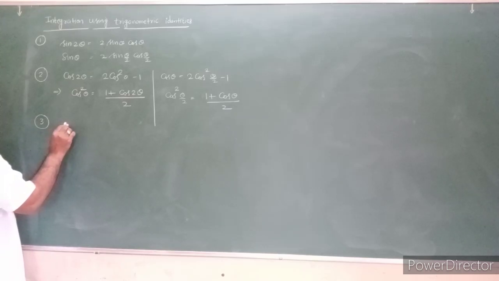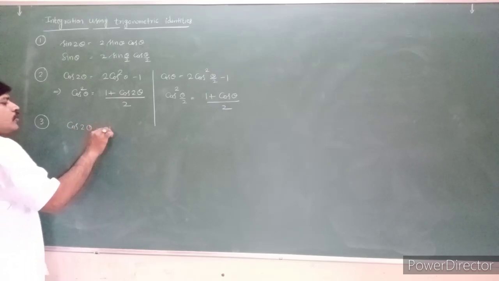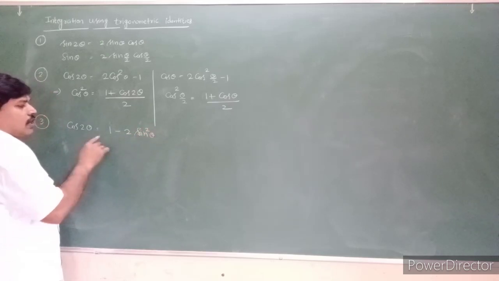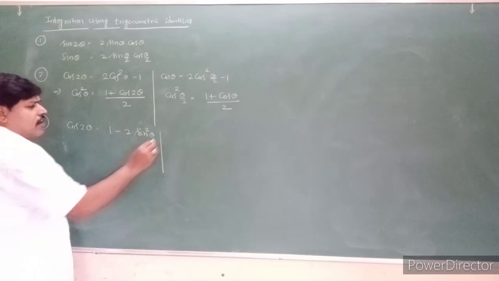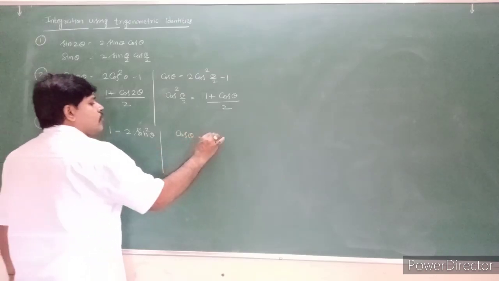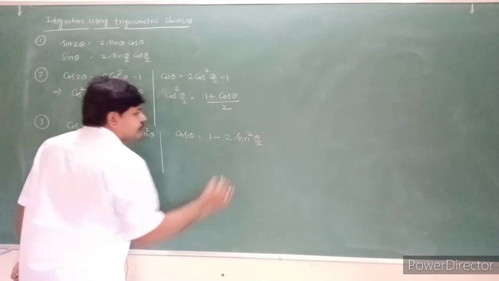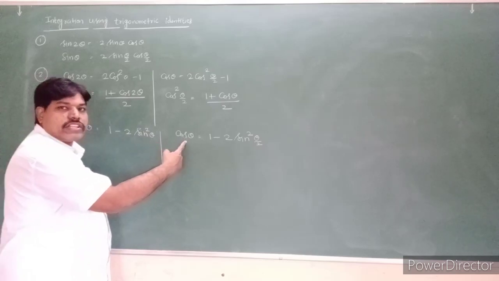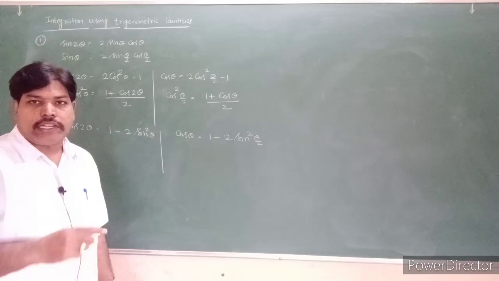The cos 2 theta formula is cos 2 theta is equal to 1 minus 2 sin square theta. If you take the half angle, cos theta can be written as 1 minus 2 sin square theta by 2.